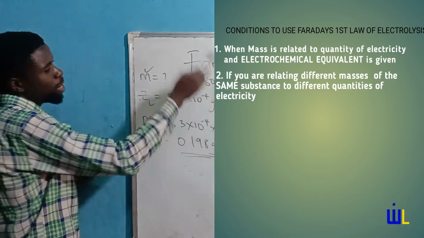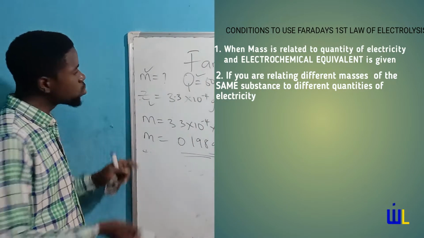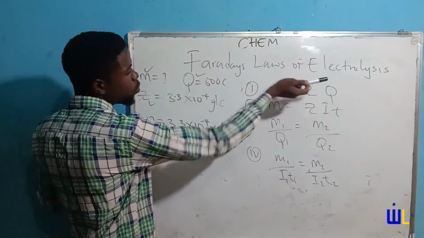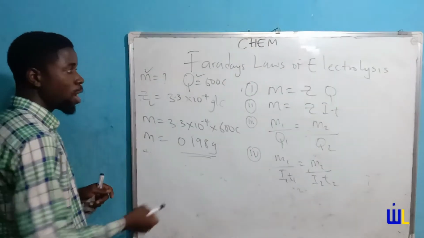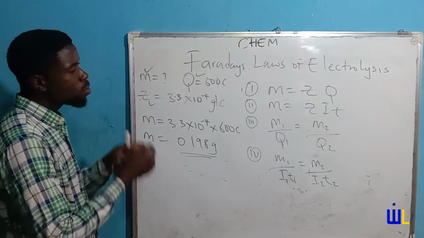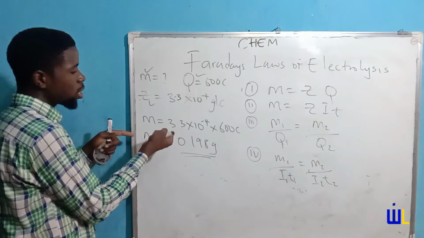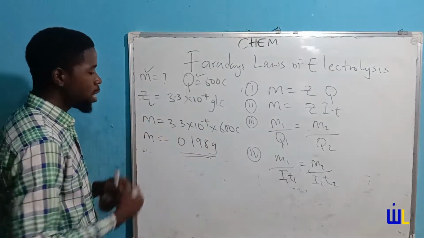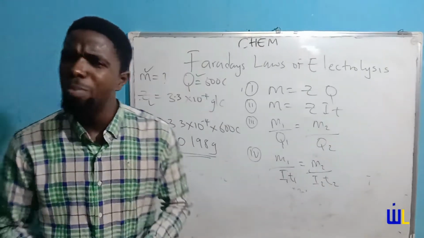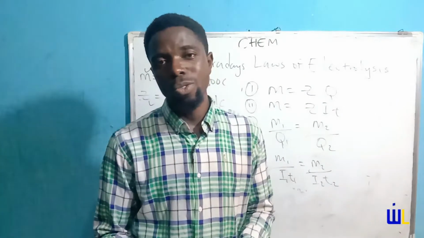So, which one of these formulas amongst Faraday's first law are we going to use? The mass, we don't know. We know our Z, which is 3.3 for copper, and the quantity of electricity is 600 coulombs. M equals ZQ, meaning the electrochemical equivalent multiplied by the quantity of electricity. And this is what we have as our answer. Hope this wasn't hard for you to understand.